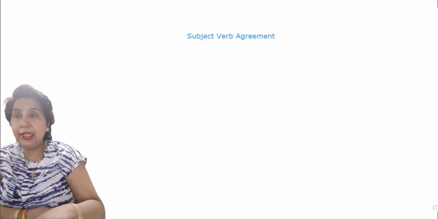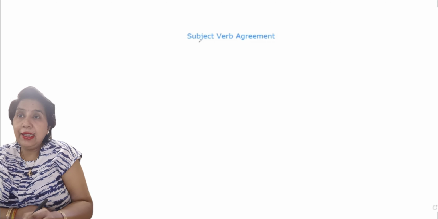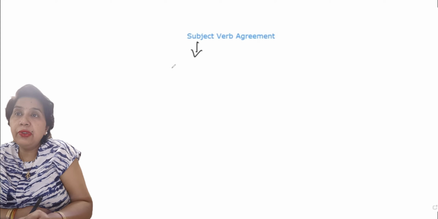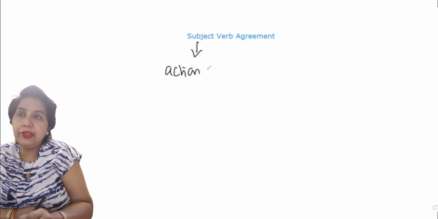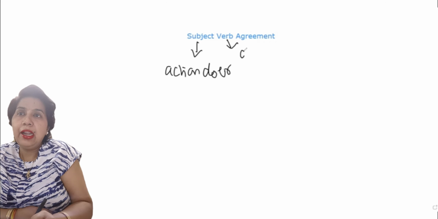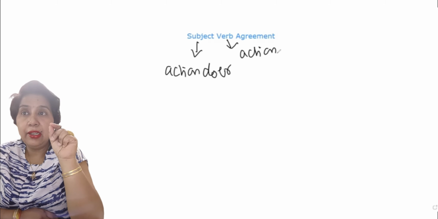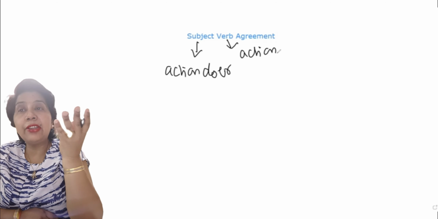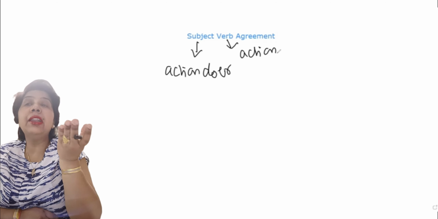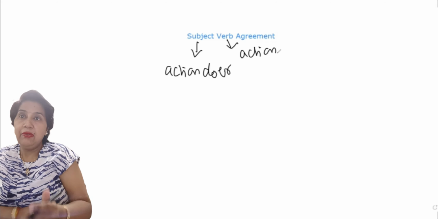Subject is basically someone who is doing the action. Okay, so he is the one who's doing the action. He is the action doer. And what is the verb? Verb is the action itself. It is an action verb. So whenever we have a subject and it is doing some action, the action should really agree in number with the subject. What does that really mean?